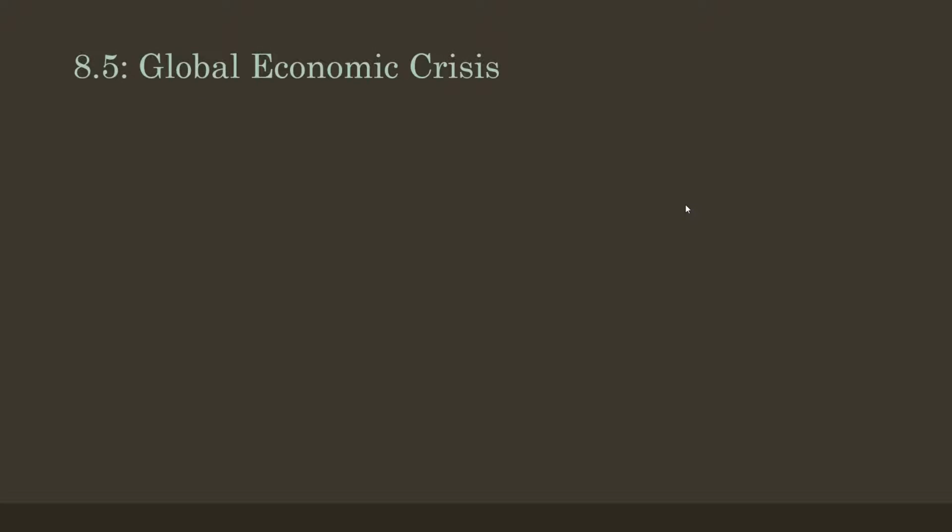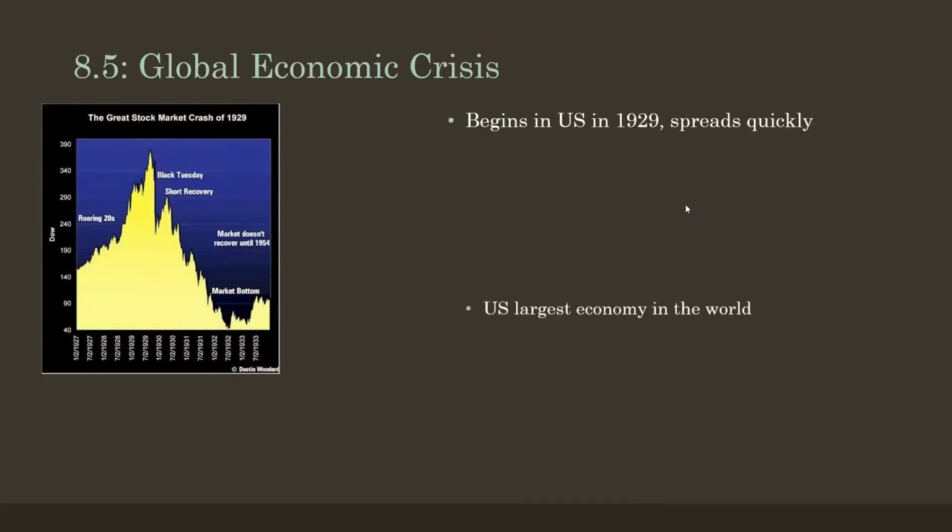So continuing with our interwar years, the global economic crisis, again, kind of quickly through this because there's some AP stuff in here. Begins in 1929 in the United States, spreads quickly. Germany had been experiencing some economic problems in the mid-1920s. They were unrelated to the global economic collapse that is going to happen in 1929 and into the 1930s. The United States is the largest economy in the world by 1900, and they are incredibly important for global trade.